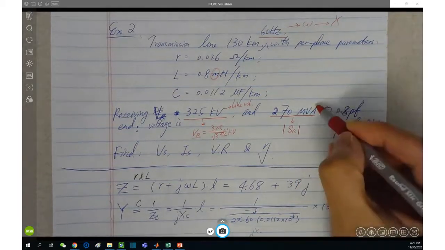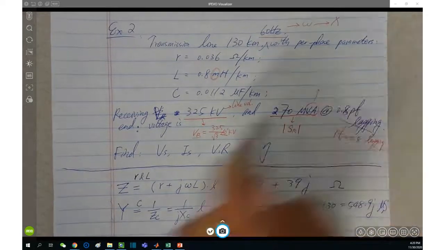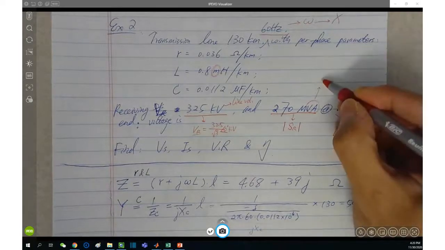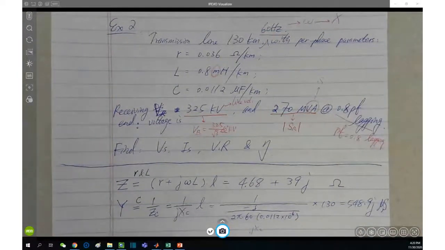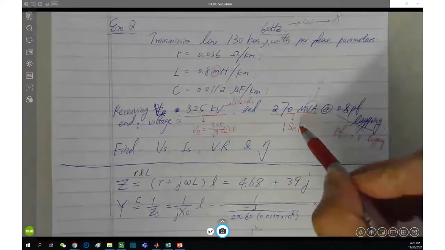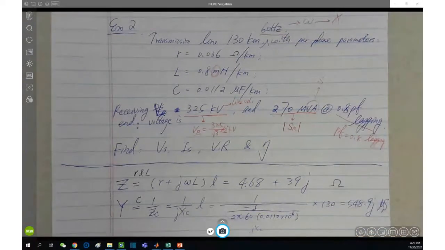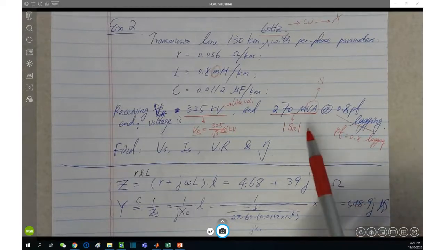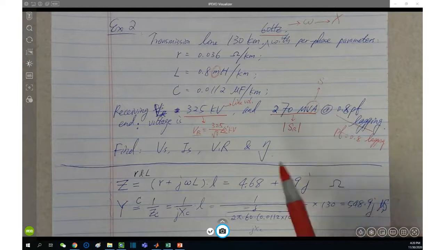According to the unit VA, which is something we also learned from the previous module, this is S rather than P, rather than Q. So the unit is telling you that information. The 270 mega is the magnitude of the S for the receiving end. And then what you need is obviously the phasor, right? The magnitude itself is not enough. So you have to find the phase angle so that you can find the phasor of SR.